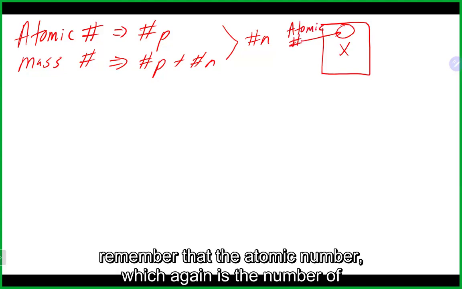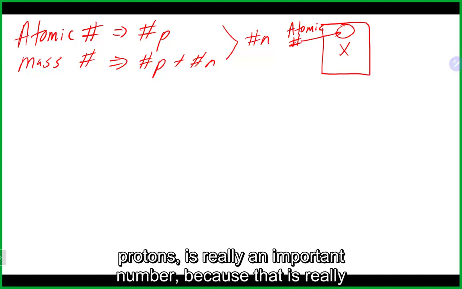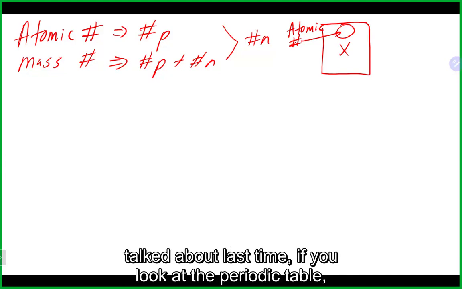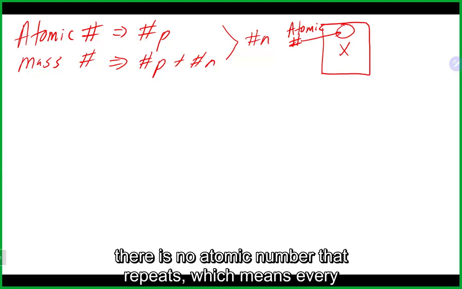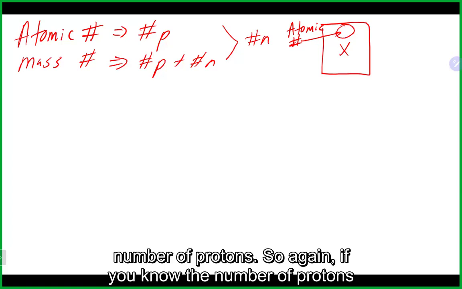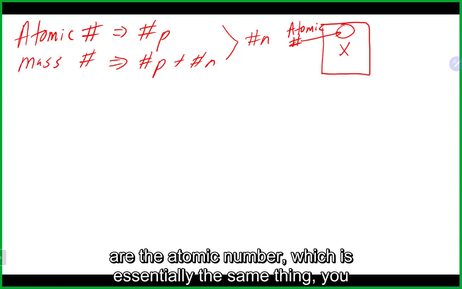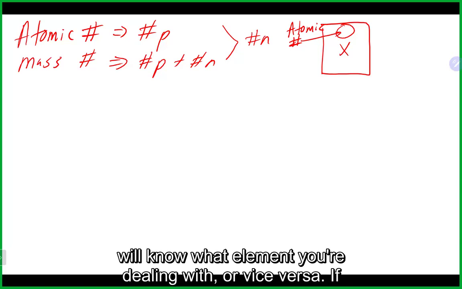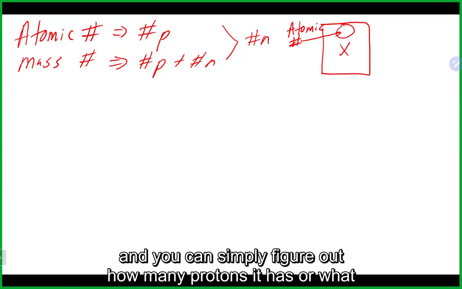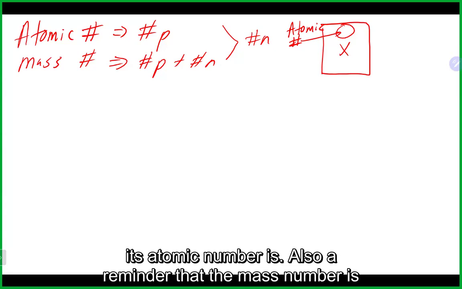And remember that the atomic number, which again is the number of protons, is really an important number because that is really what determines what element you're dealing with. So as we talked about last time, if you look at the periodic table, there is no atomic number that repeats, which means every element has its own identifying atomic number or number of protons. So again, if you know the number of protons or the atomic number, which is essentially the same thing, you will know what element you're dealing with, or vice versa. If you know the element, you could just go to the periodic table and you can simply figure out how many protons it has or what its atomic number is.